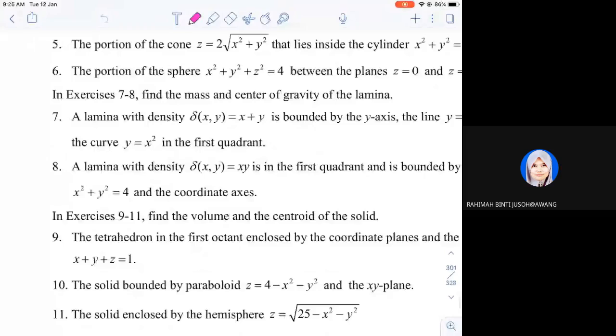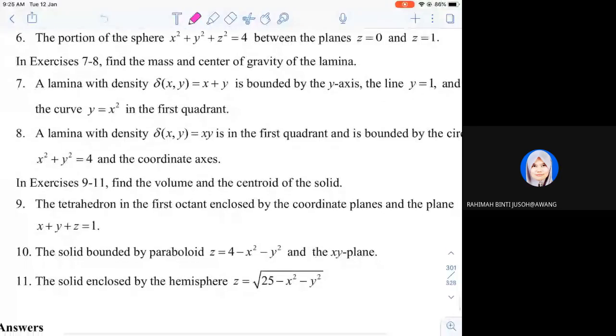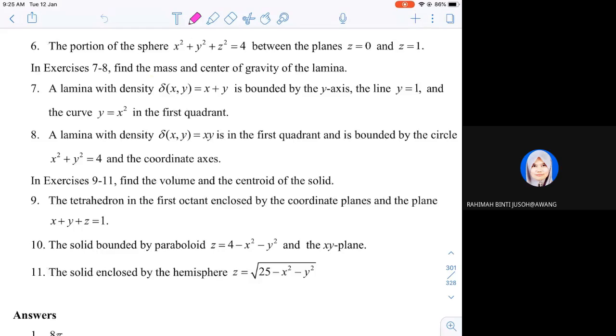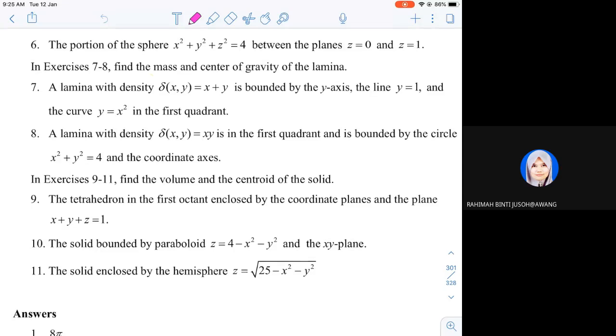Let's look at the center of gravity questions. Okay, look at question number 7. Find mass and center of gravity of the lamina. It says lamina. If it's a lamina, what's the dimension of a lamina? 2D or 3D? 2D. Yes, very good. 2D. Okay. So when it's 2D, what region is involved? R. Yes, very good. Region R.